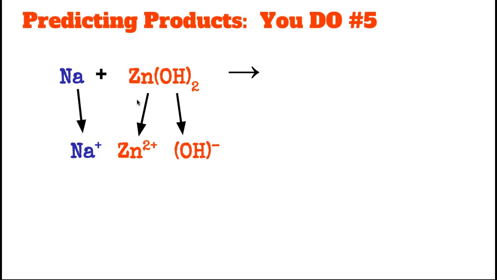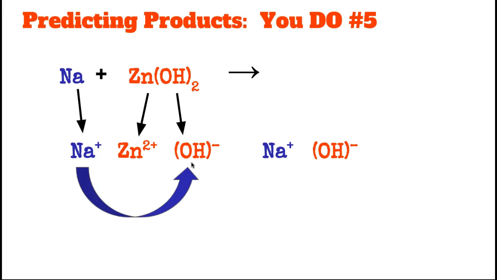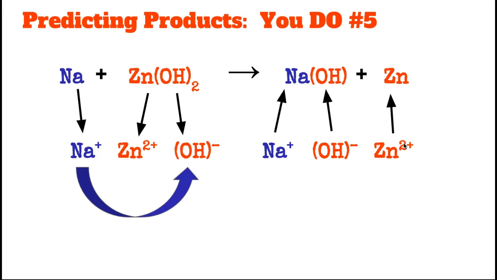The next thing we need to do is make new partnerships. Metal replaces metal, so sodium is going to steal hydroxide away from zinc. So we get Na and OH together, and then zinc is going to be on its own. When we do this, we need to swap and drop charges. We can see this is +1, -1, so we only need 1 of each. So NaOH becomes that formula. Zinc is a metal, we need to drop its charge, and so that's just going to be zinc as our product.